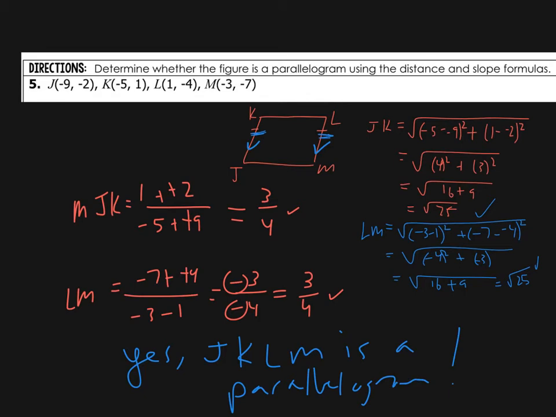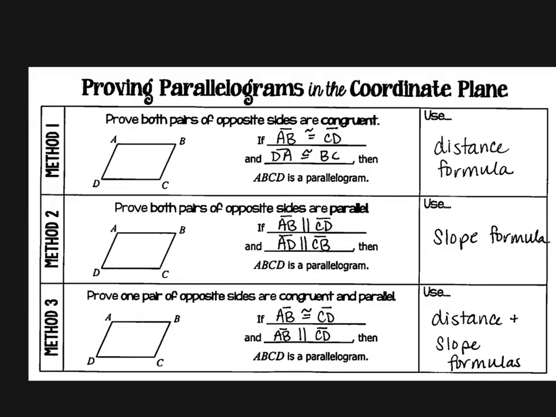All right. Press pause if you need to and tighten up any notes that you might be missing. So just to recap, we have 3 methods of proving that a quadrilateral is a parallelogram in the coordinate plane. The first one is to show that both pairs of opposite sides are congruent, and we'll use the distance formula to do that.